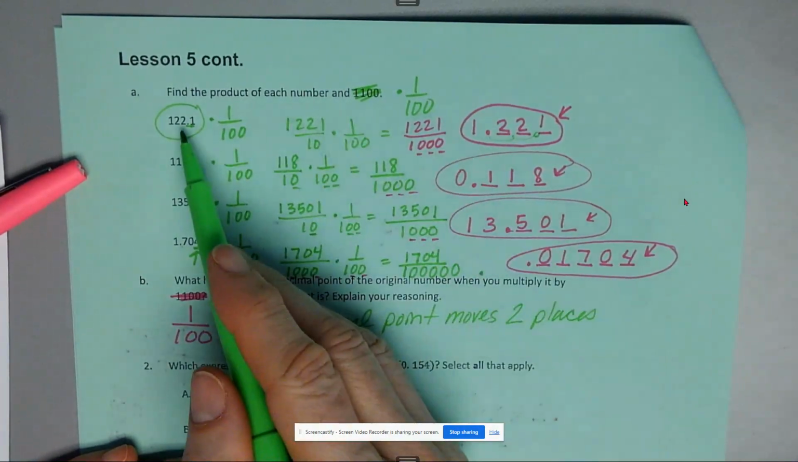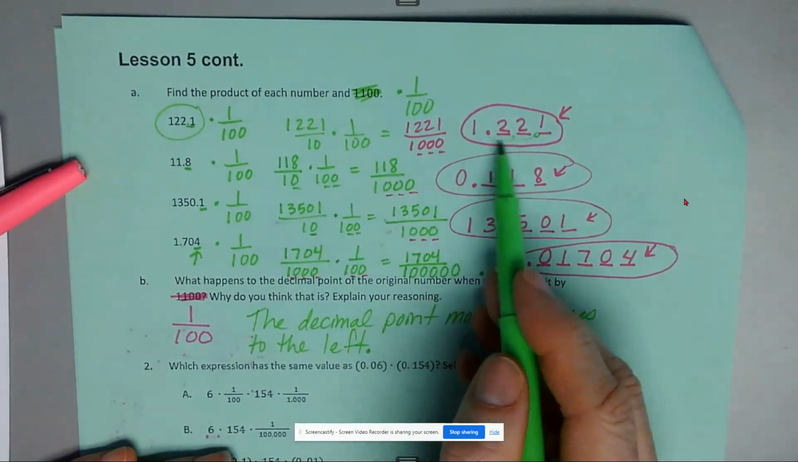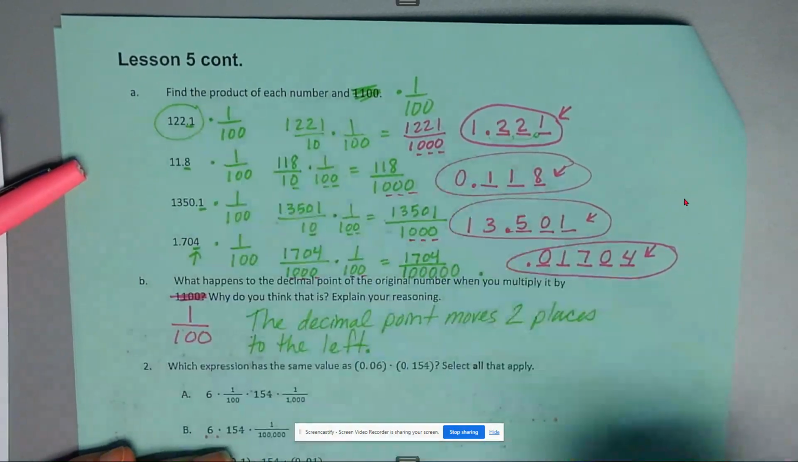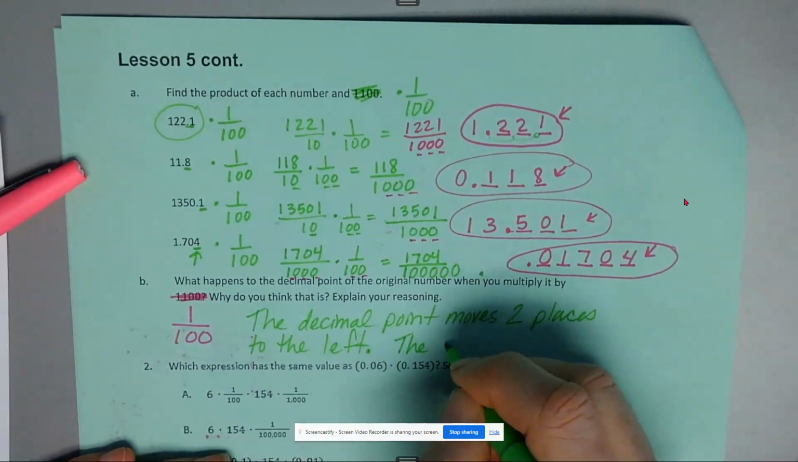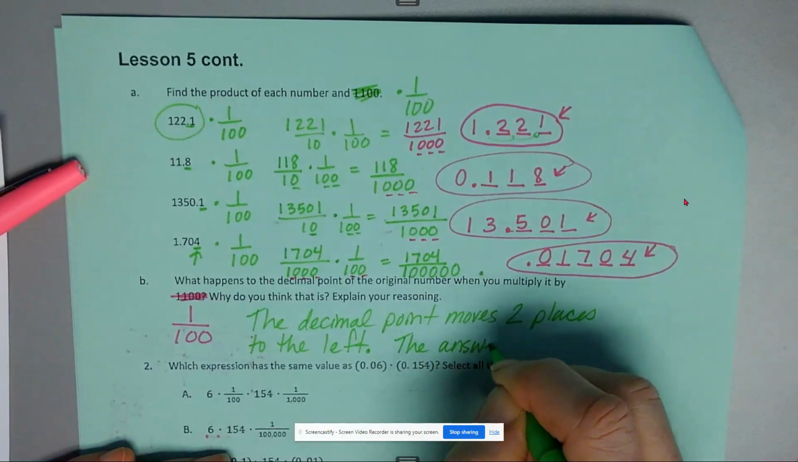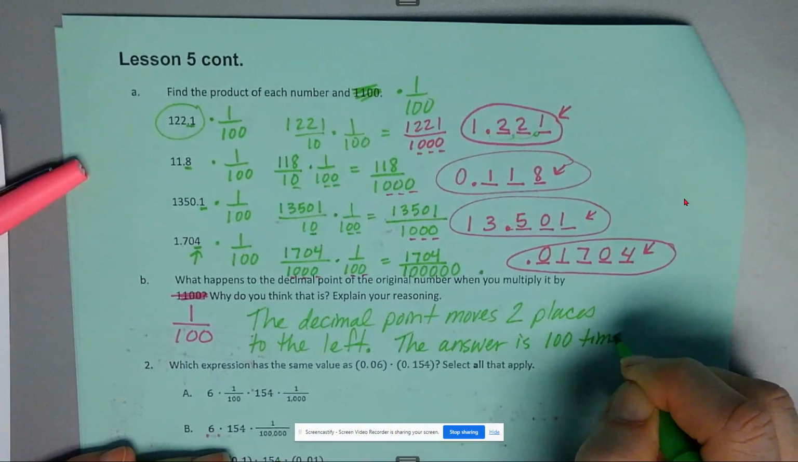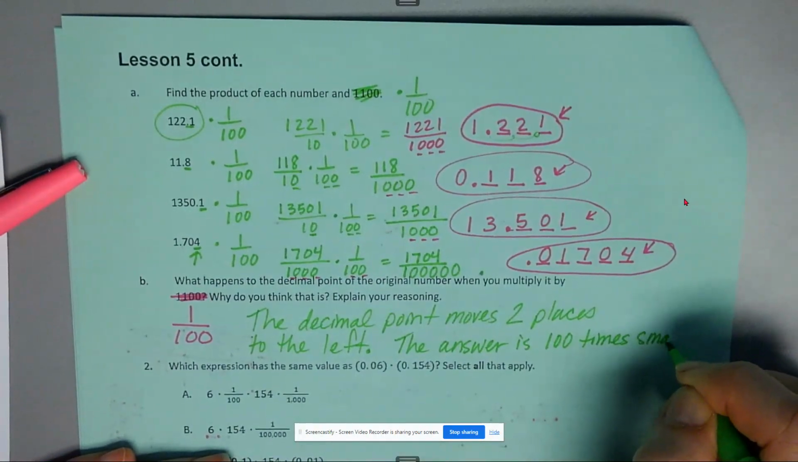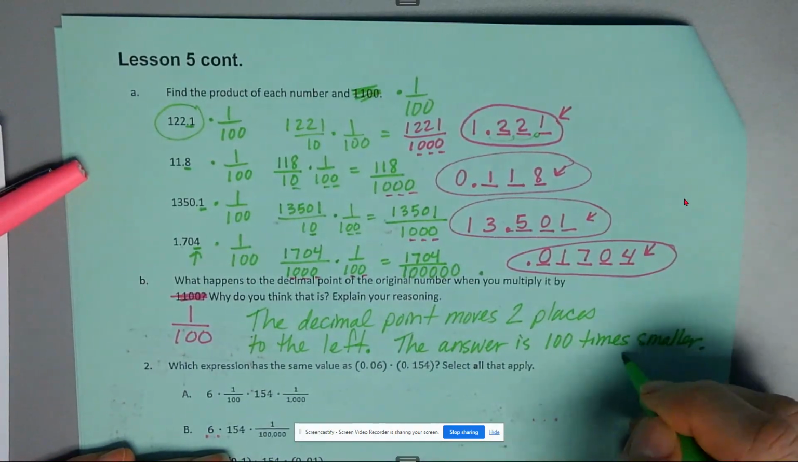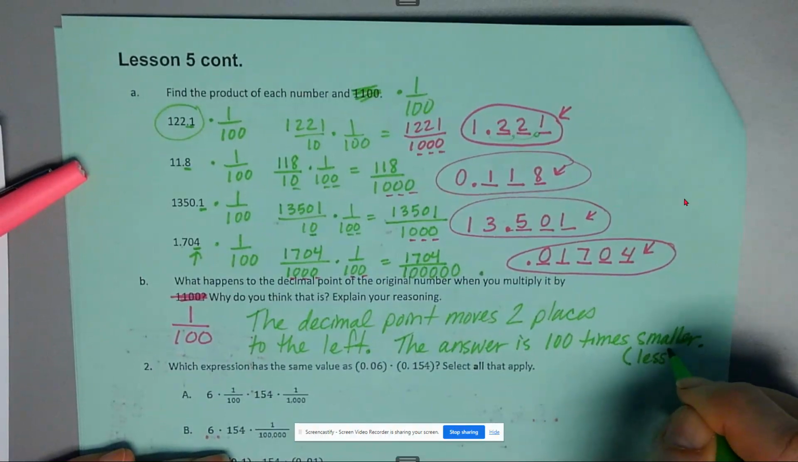This is 100 times smaller than this. That means there's 100 of these pieces to make this answer. And when you say smaller, you could say less.